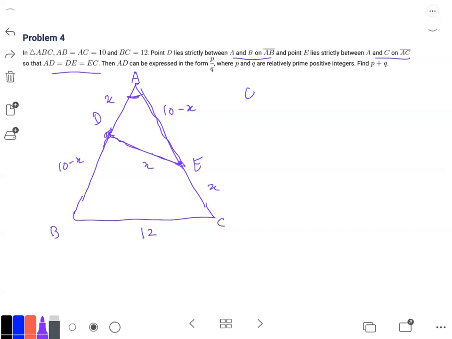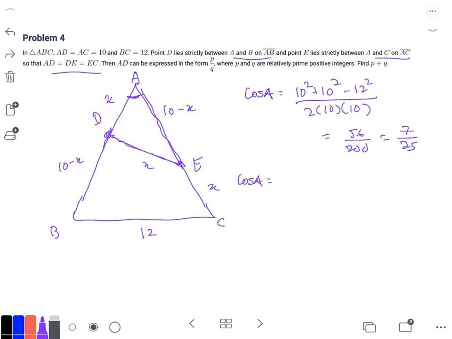Let's go for it. Cosine A, just memorize it. It's 10 squared plus 10 squared minus 12 squared over 2 times 10 times 10. Let's just quickly do this computation. That's 200 minus 144. That's 56. 56 over 200. We can divide by 4. No, we can divide by 8 even. That's 7 over 25.